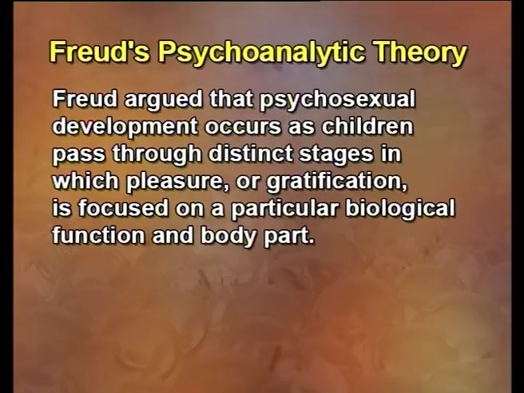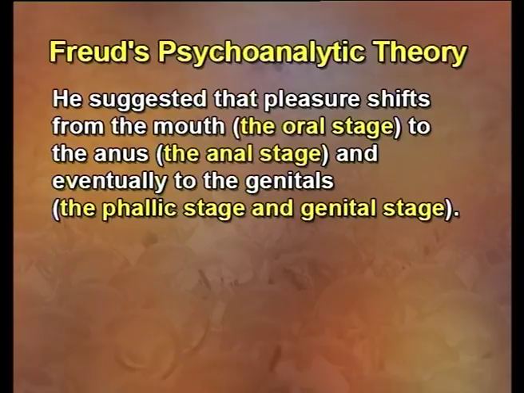Freud also talks about psychosexual development, which occurs as children pass through distinct stages wherein the pleasure or gratification of their desires and needs is focused on a particular biological function and a body part. Based upon this, he talks about a transition of a child from what is called the oral stage to the anal stage to the phallic stage and then to the genital stage, with a latency period in between. These stages are based upon the gratification of pleasure focused upon the related body parts.